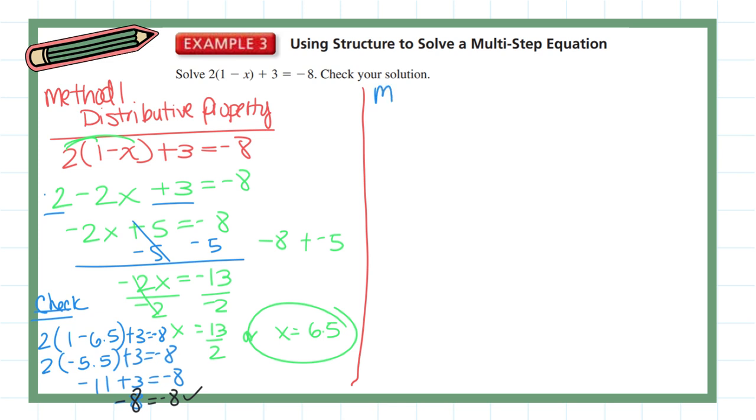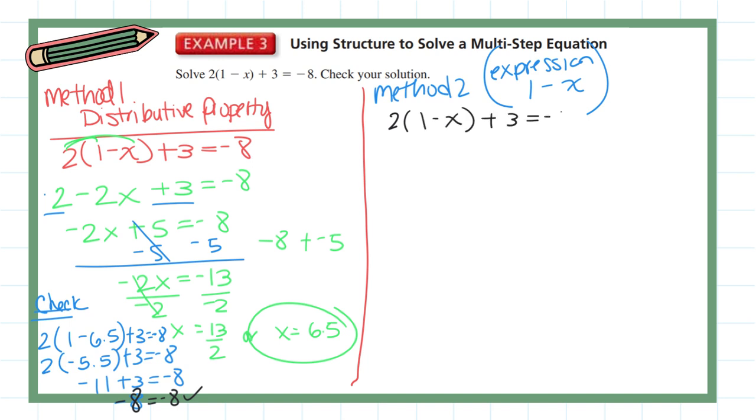Okay. Method 2 is where we have another way to solve the equation by interpreting the expression 1 minus x, okay, as a single quantity. This is what we're going to solve for. So we first write the equation, which is 2 times 1 minus x plus 3 equals negative 8.